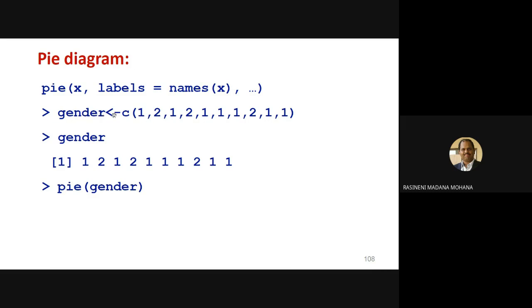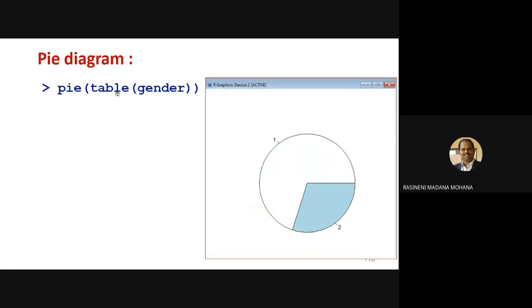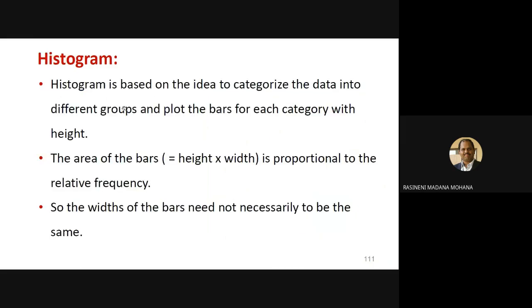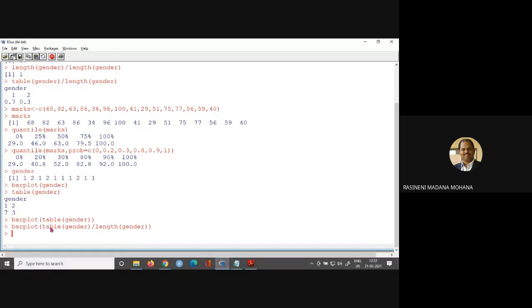For example, call the gender vector, gender equal to so and so. Then simply you can use the command pie of gender. Then you will get this pie chart for the gender vector. Even for absolute frequency, you can represent a pie diagram, pie of table of gender. This is the pie chart for absolute frequency. Then for relative frequency also, same. Now let us run this one.